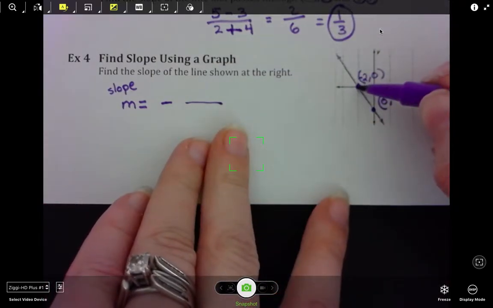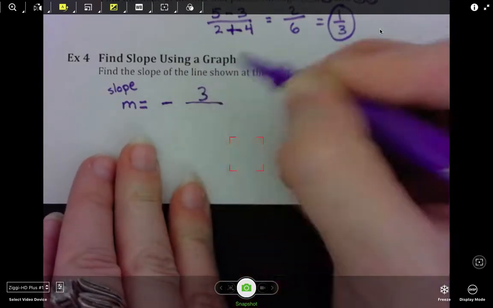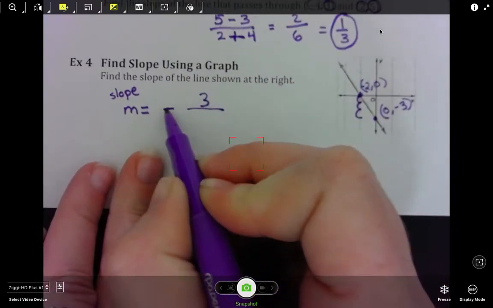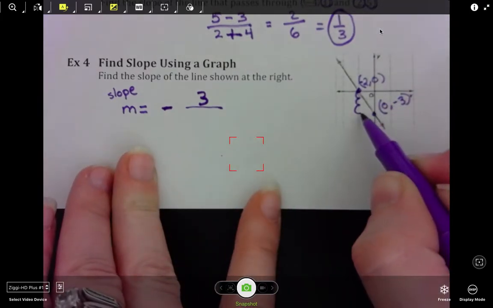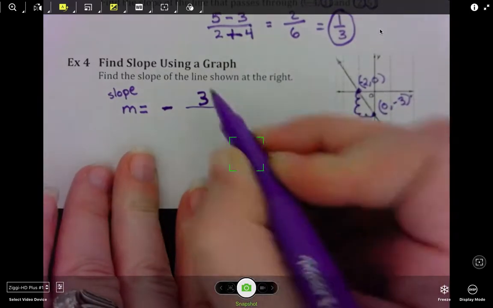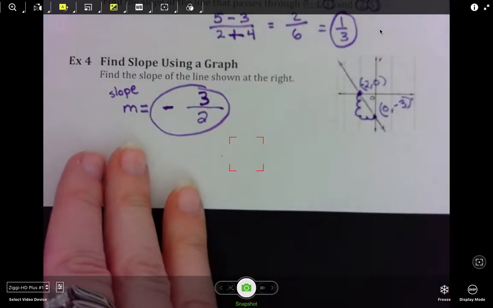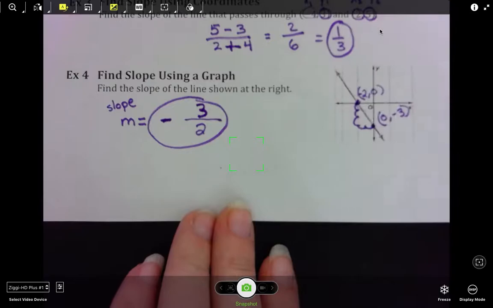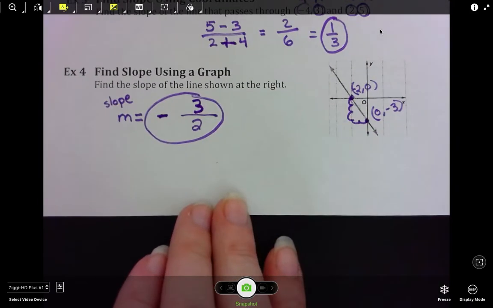Okay. This is actually going down 1, 2, 3 units, okay? And that is represented by a -3. That's where the negative comes into play, -3. And it's running 1, 2 units, okay? So -3 over 2 is my slope. I can tell that from the graph. And I just did that by counting how many it's rising, how many it's running, okay?